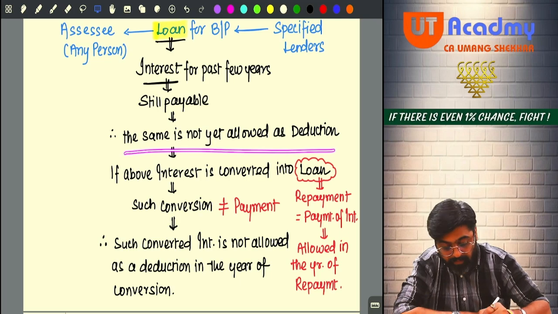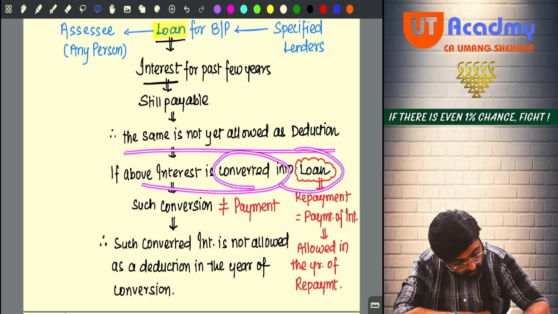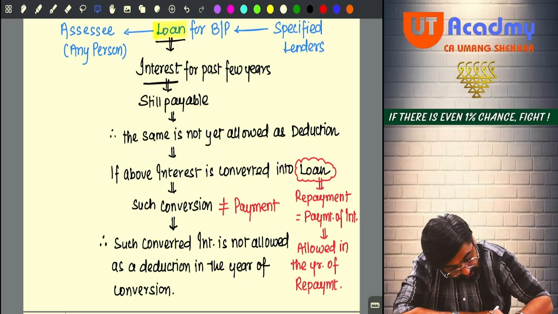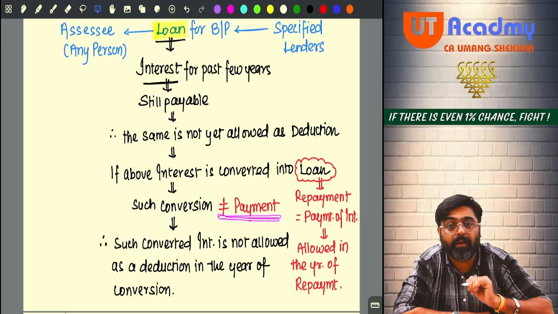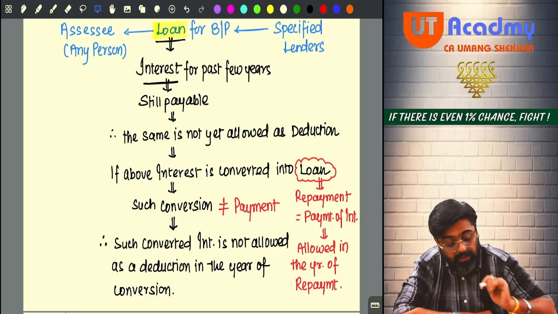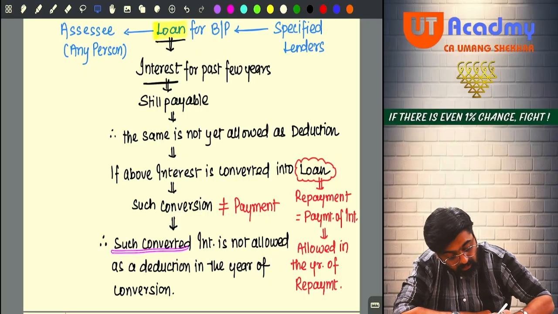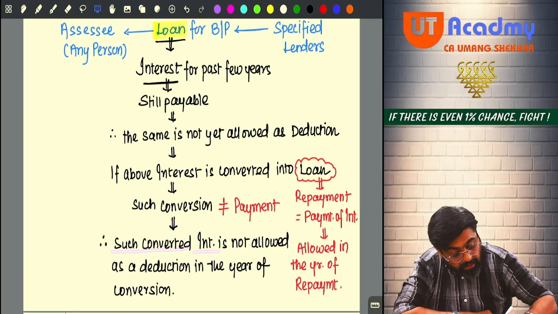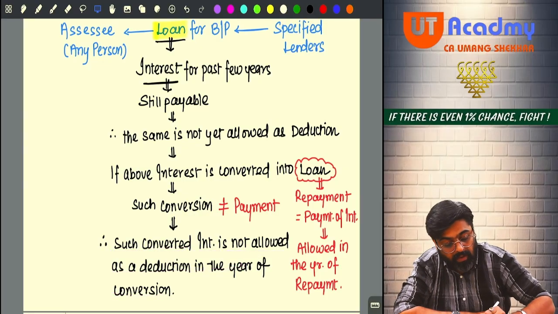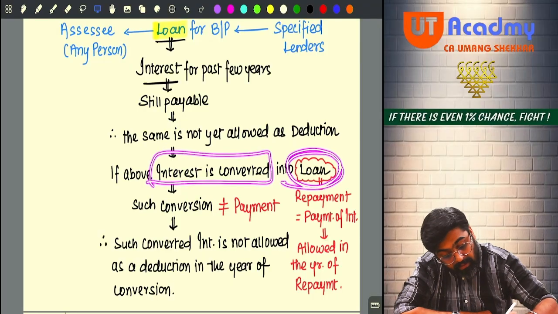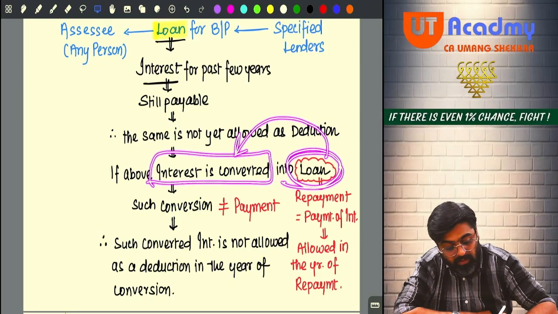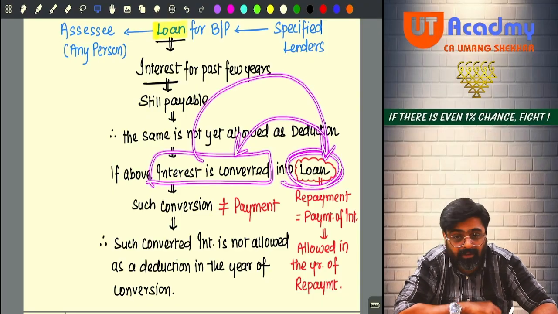Not in the loan, but it is converted into loan. So such conversion in this year will not be treated as payment of that interest. Such converted interest is not allowed as deduction in the year of conversion. However, the interest which got converted into loan, that loan is nothing but this interest only.